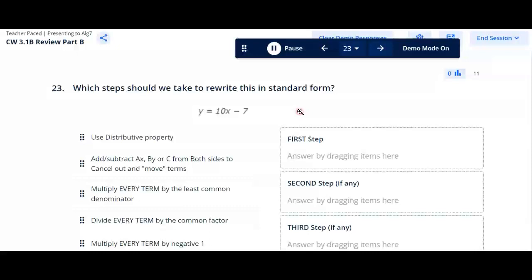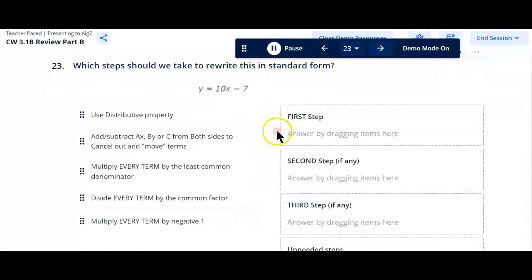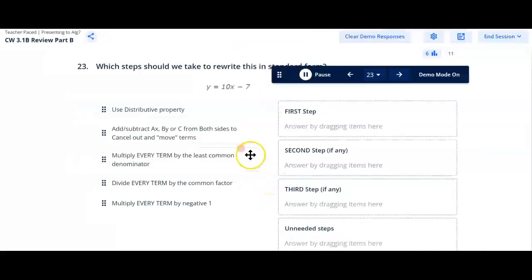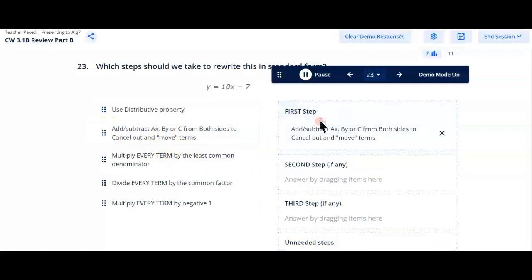If you'd like to do this on a piece of paper, you can for the extra practice, but we're just going to look at what would be our steps, and this is very specific how you're going to fill this out, so I want to walk you through. This is in order on the left, and we're going to look at each of these and say, would this be my first step? If not, it will go down under the unneeded steps section. So for this problem, would I use distributive property? No. So I'm going to move this down under unneeded steps. Would I add, subtract to move terms? Yes, so that is my first step.